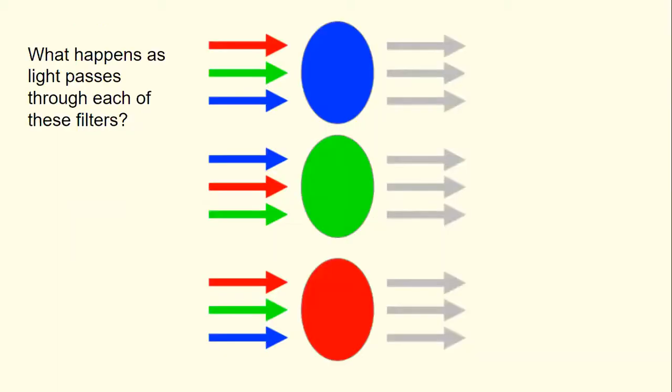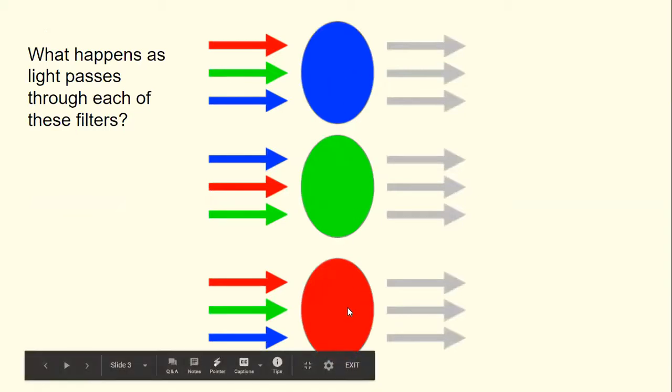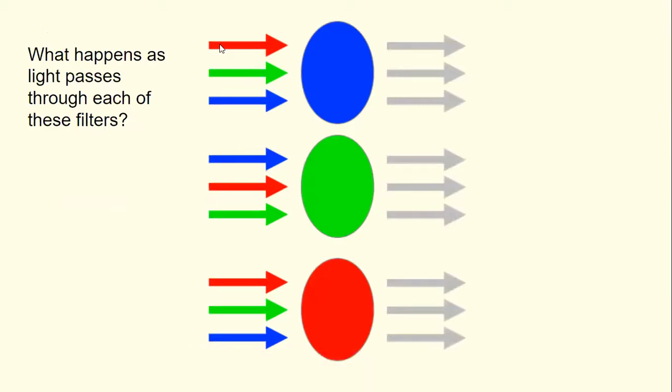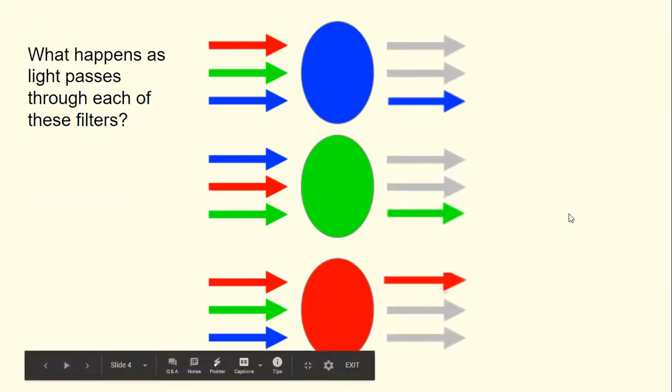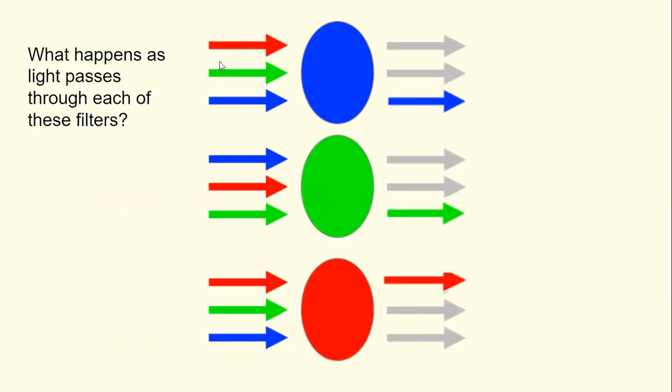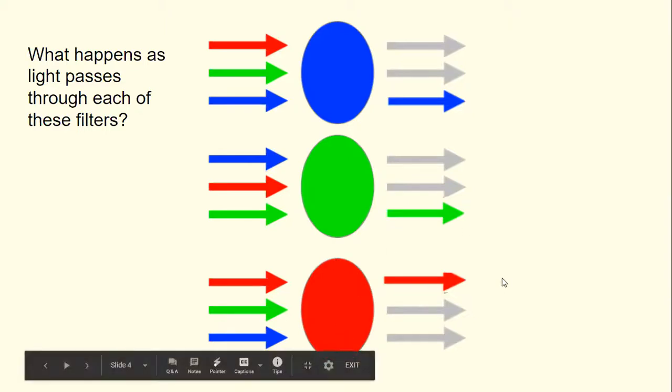Now, on this slide, you'll see that I've got 3 filters, a blue, a green and a red. Now, as the light passes through the blue filter, what colour do you think will come out the other side? The same with the green, same with the red. So, as you can see, light goes through a blue filter, we get blue light out the other side. Goes through a green filter, we get green light out. Goes through a red filter, we get red out. But why is this the case?